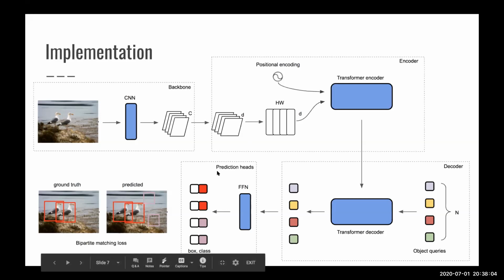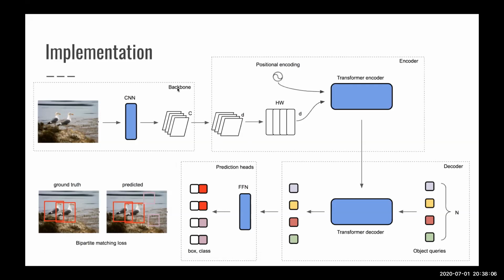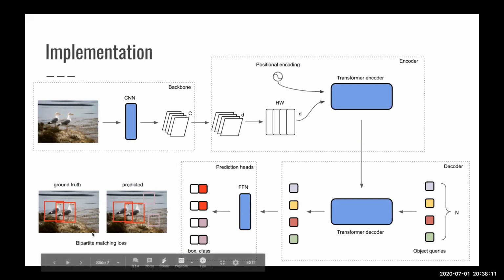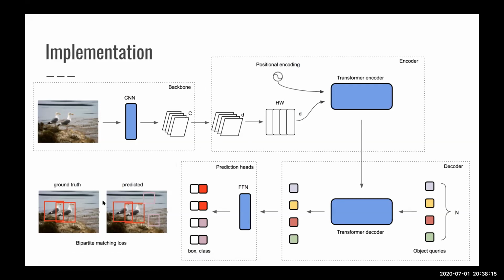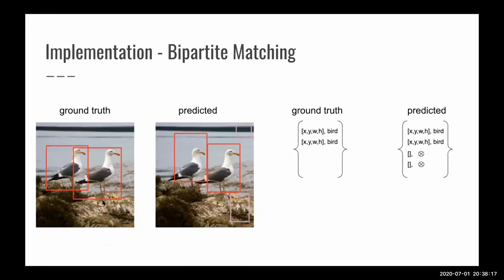And then the next step is to use this bipartite matching loss to figure out how correct your prediction was. And basically the paper divides these regions into the backbone, the encoder, the decoder, the prediction heads, and this is the bipartite matching loss. And now we're going to go into detail of how the bipartite matching loss works.